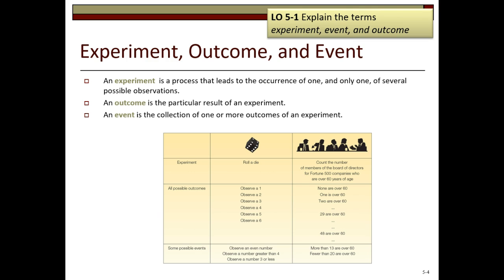Now let's look at experiment, outcome, and event. An experiment is a process that leads to the occurrence of only one of several possible observations. An outcome is the result of an experiment, and an event is a collection of one or more outcomes of an experiment.